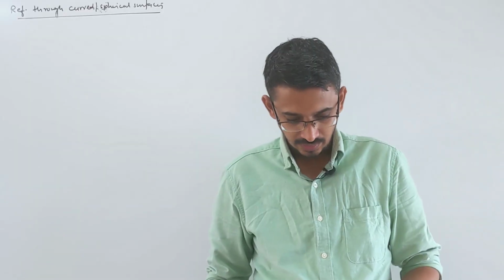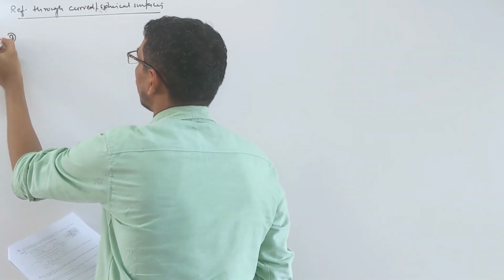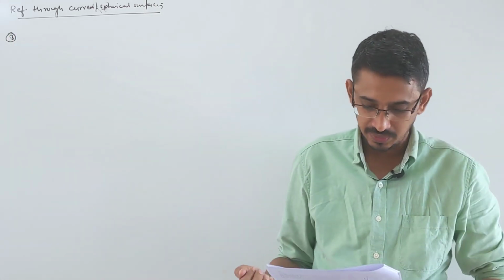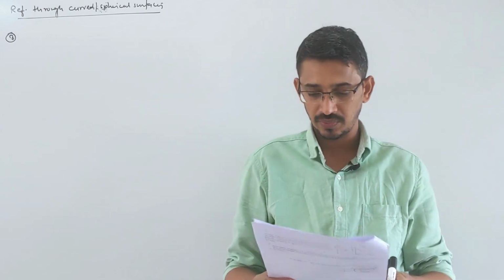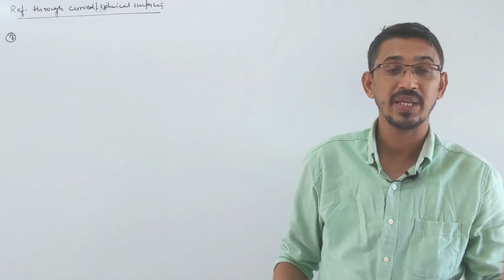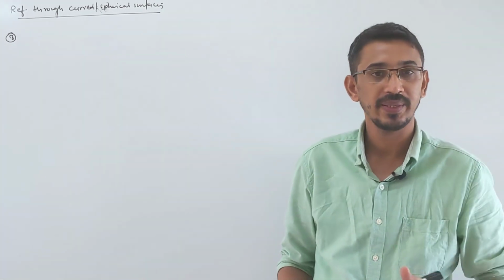Now we are doing question number 8. In question number 8 they are saying the fish is at a depth of 30 centimeter below the surface of water. If the refractive index of water is given as 4 by 3, find the distance between the fish and its image. They are asking the distance between object and image, which is called normal shift.